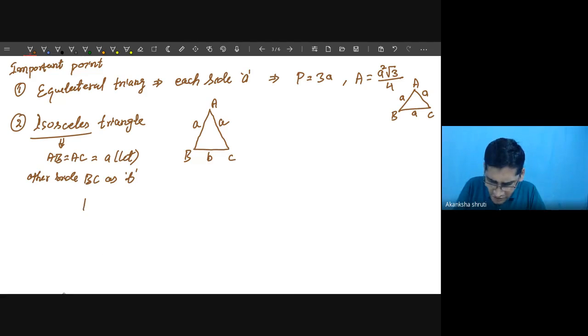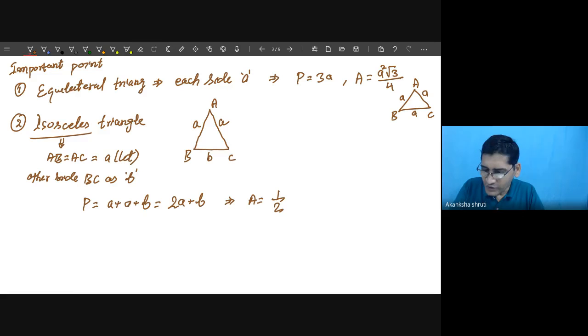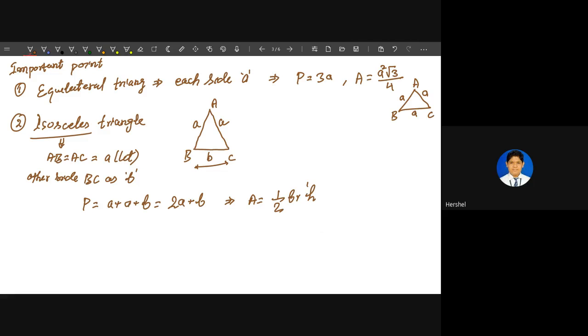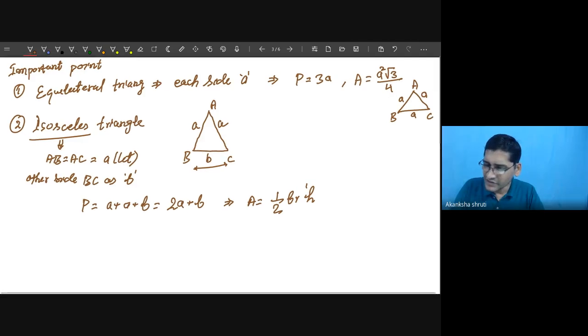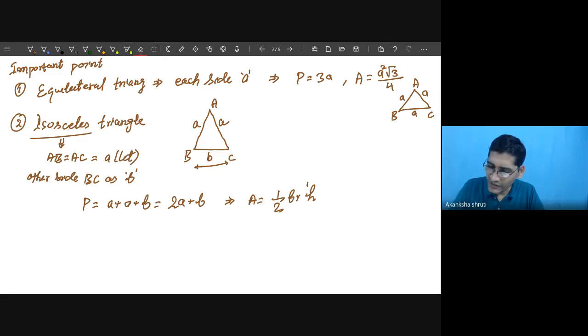In this case, you want to calculate the perimeter. How can you calculate? A plus A plus B, it is like 2A plus B. Okay, students. For calculating the area, there is no specific formula, but half into base into height. If you are using this as base B, then you need to first calculate this H.